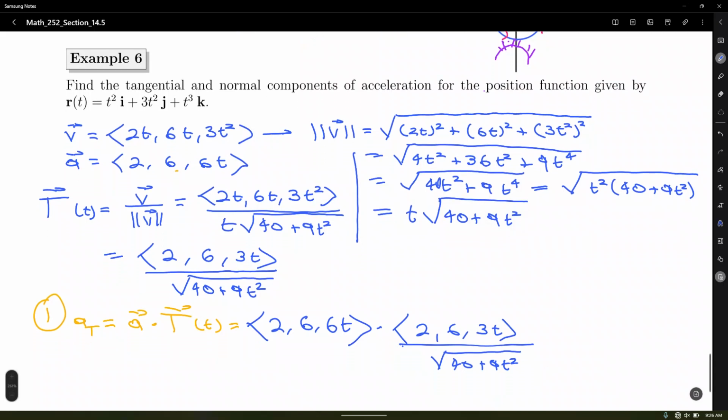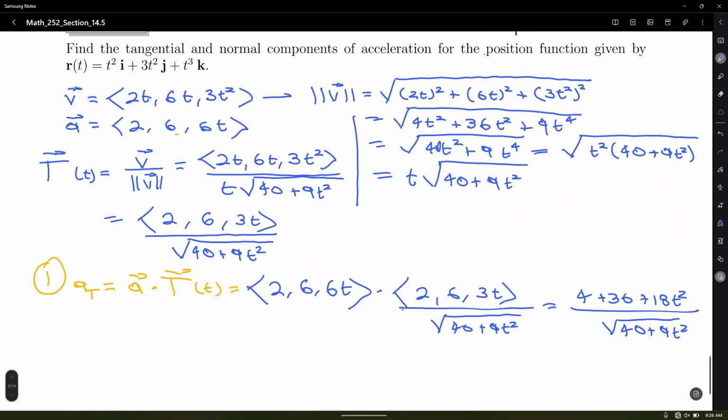That's going to give us 2 times 2, that equals 4. 6 times 6 equals 36. And 6t times 3t, that's 18t squared. Divided by the square root of 40 plus 9t squared. Combining like terms, that's 4 plus 36, that equals 40, plus 18t squared, over the square root of 40 plus 9t squared.